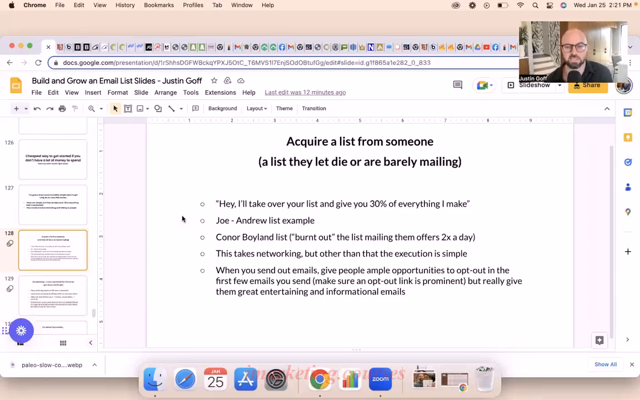So like I said, this does take networking, but other than that, the execution is really simple. And one thing I would recommend if you do this: with the first couple of emails you send out, give them ample opportunities to opt out. So have an opt out link prominently at the top. But if you give them really great, entertaining and informational emails, kind of like what I send to my list, you can revive a lot of these dead lists that are just sitting around.